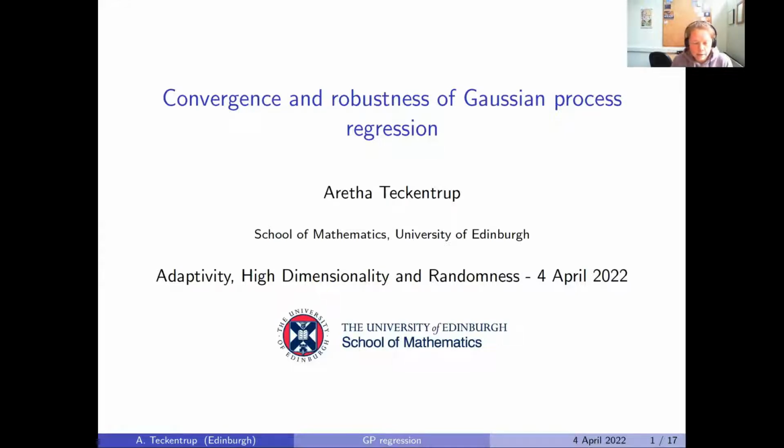I've left quite a bit of time for questions, so do feel free to ask questions in between or in the end. So what I wanted to talk about today was some recent work on Gaussian process regression, and in particular some convergence properties of Gaussian process regression.